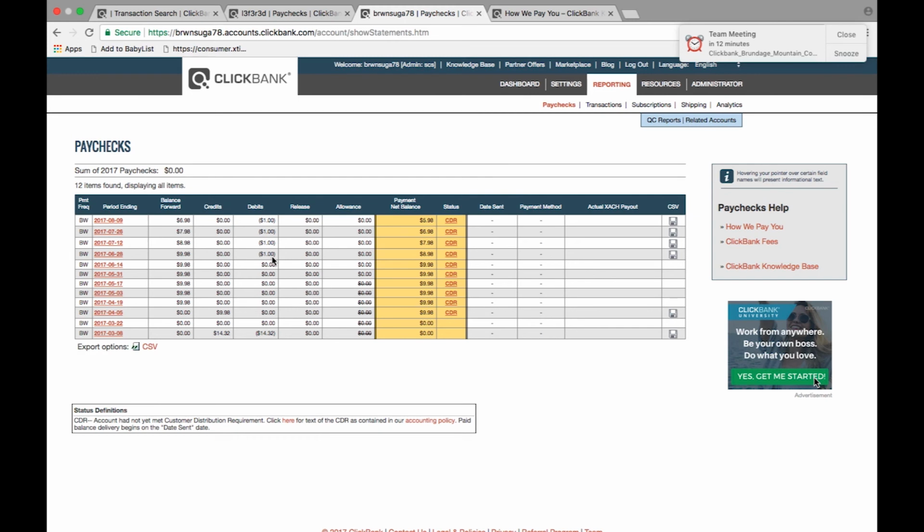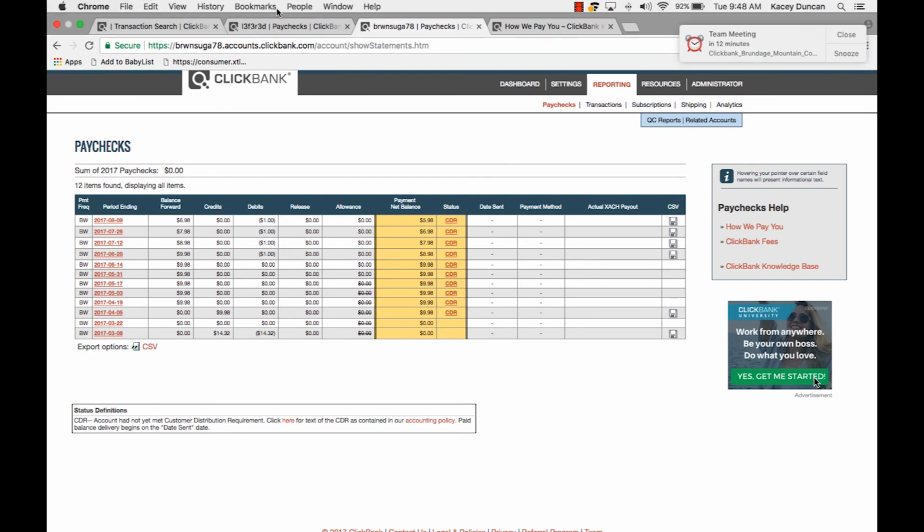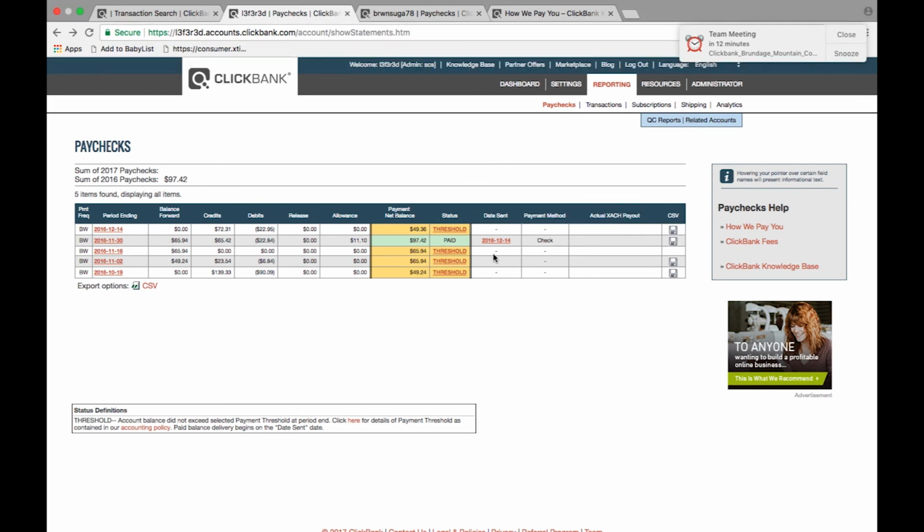The date sent is the day that we actually send the payment. Even though you may see a payment reported here, the date sent may be in the future. Please check this date before contacting us or your bank for the payment. The payment method is how we send you the funds. This can also be adjusted on the My Account screen.